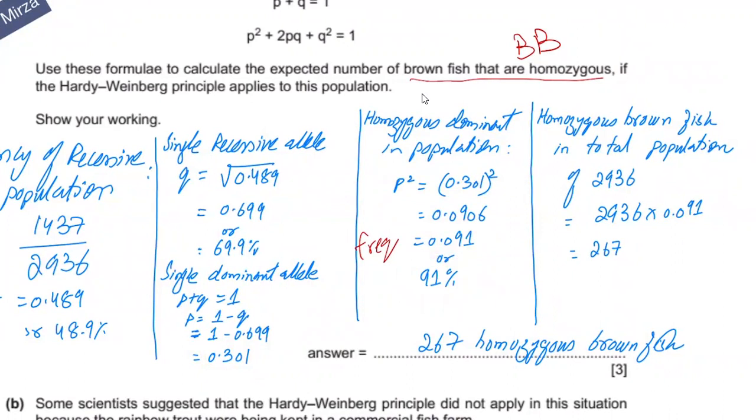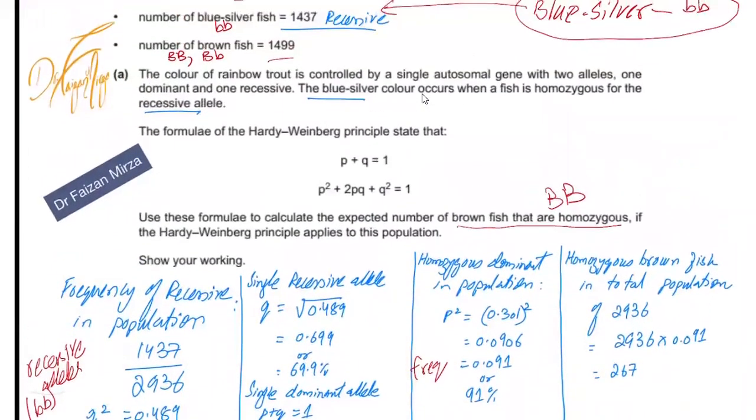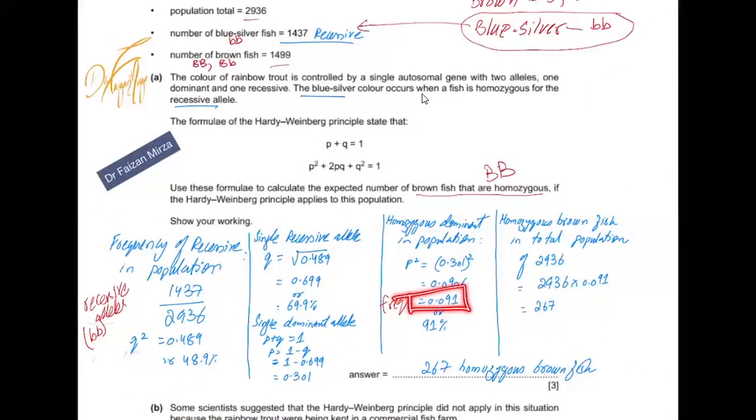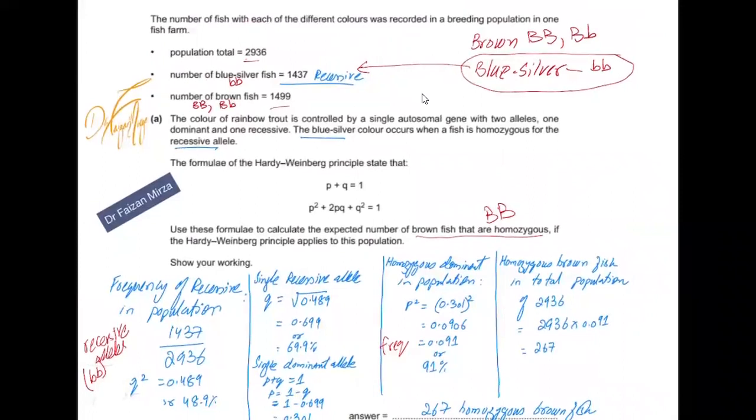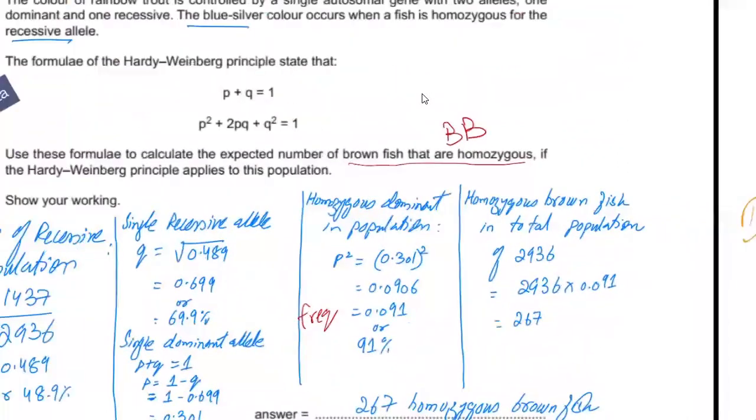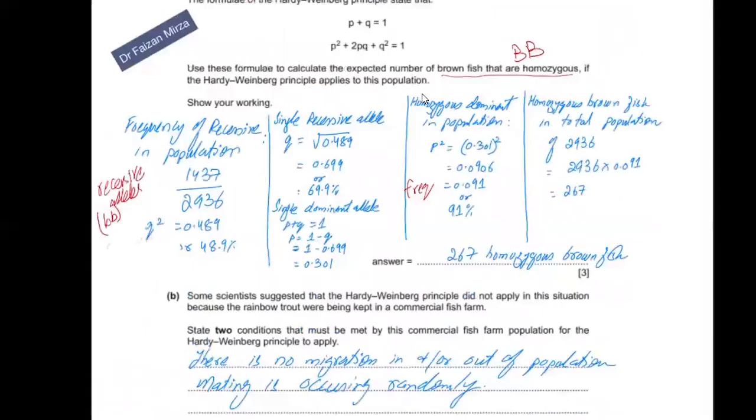Now we need to calculate, the question is actually about this population. So the frequency is 0.091, and the total population of fish is 2936. We have to calculate how many of these are capital B, capital B. So capital B frequency is 0.091. So when we have 0.091 here, we'll multiply this with the total value of 2936. We get the answer 267. So 267 are homozygous brown fish.